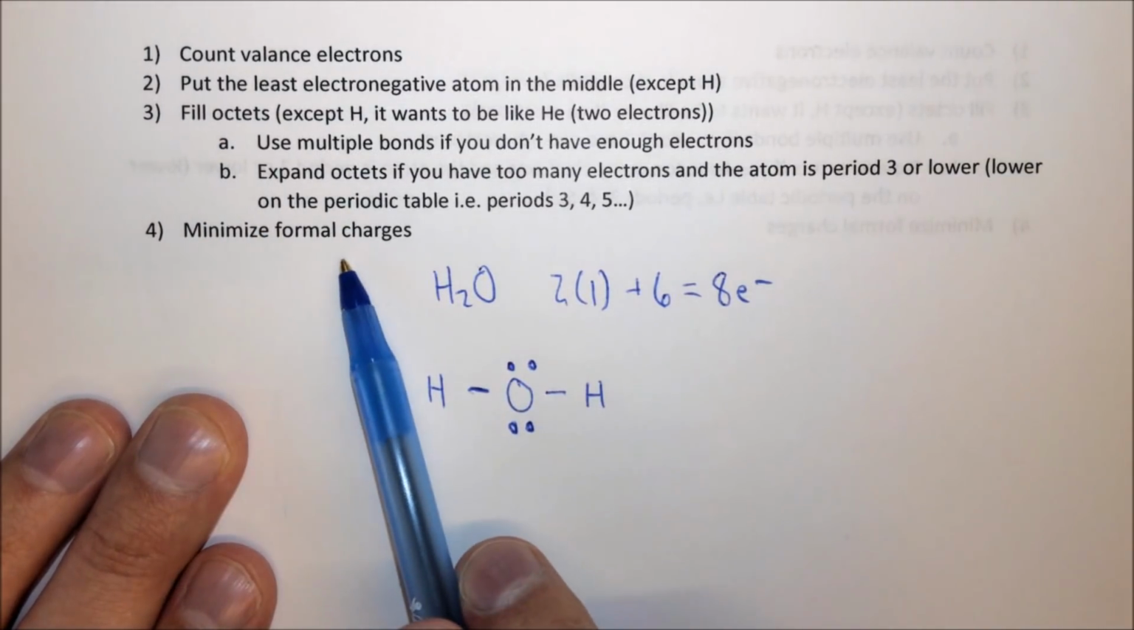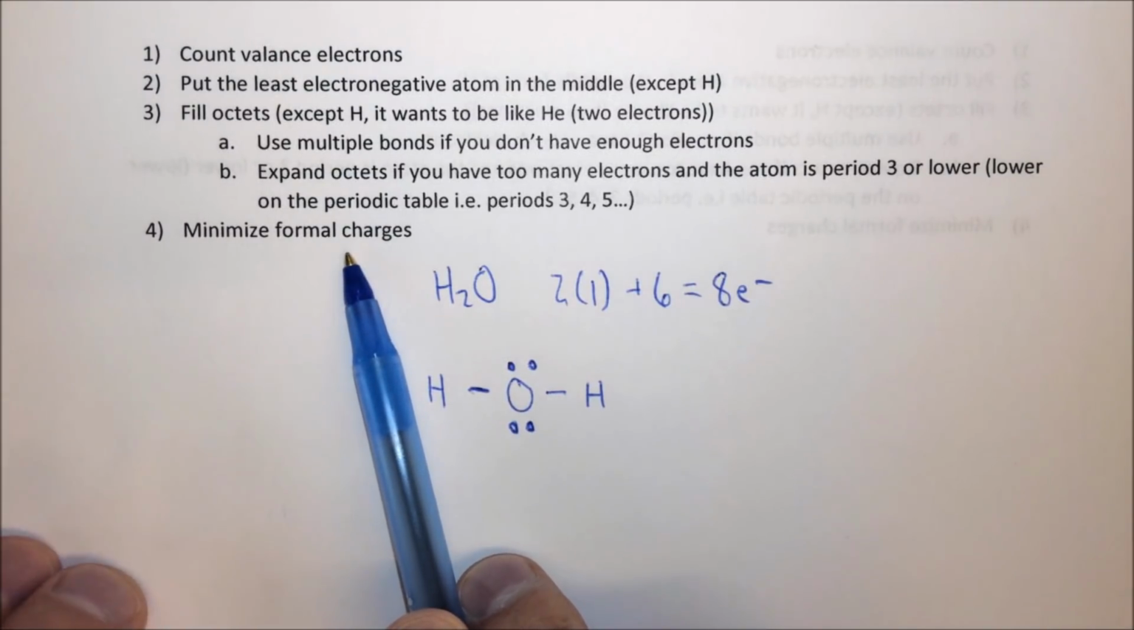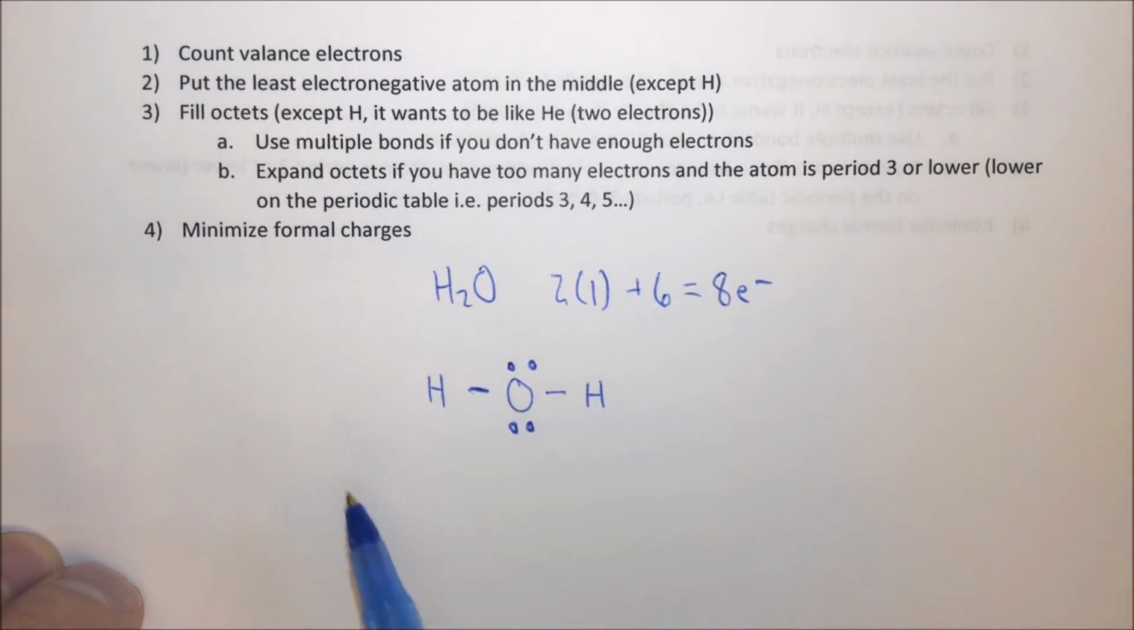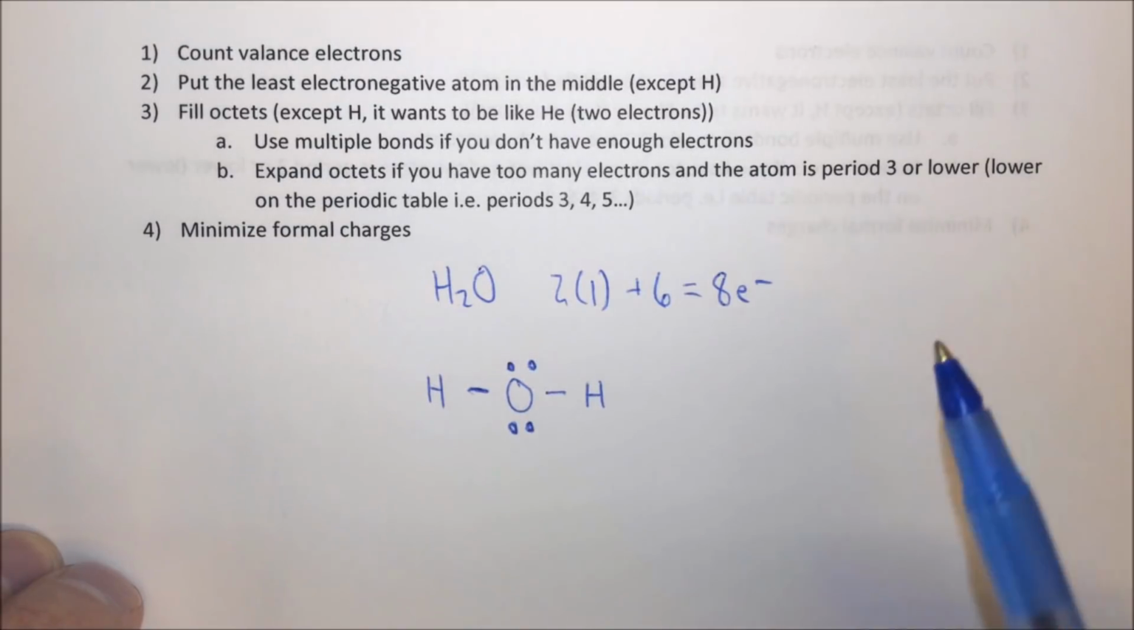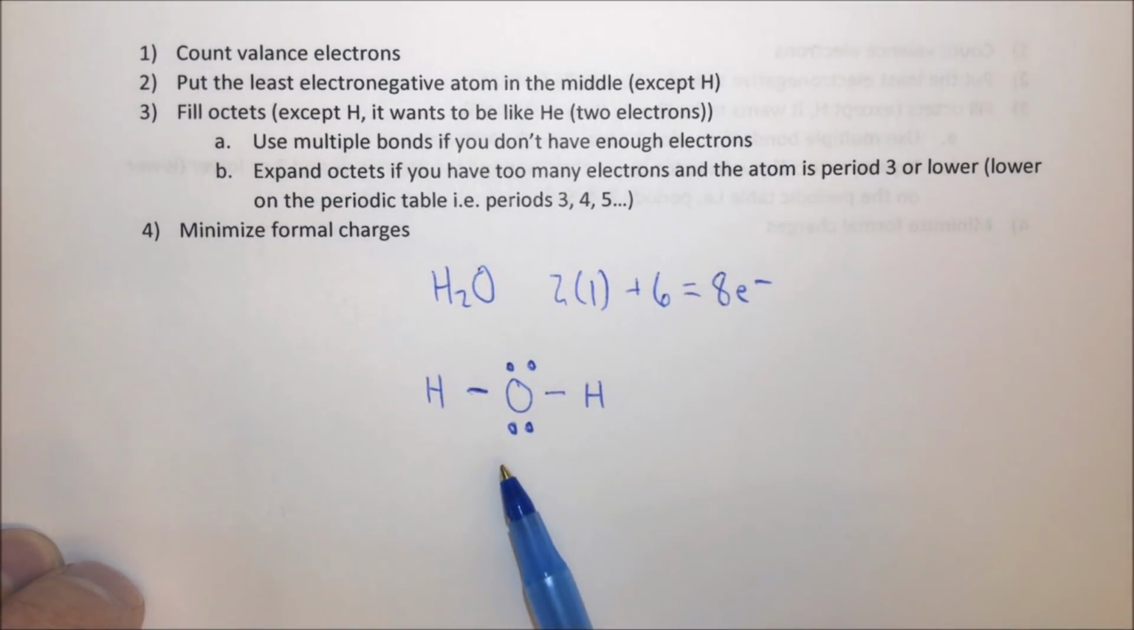Step 4, again, minimize formal charges, is a check on the system. So basically, I can see if my decision to put those extra electrons around oxygen was a good one. Well, if the formal charge is 0 on everything, that's a good decision. I should note the formal charges are not always 0, and we'll get to some examples in a later video where formal charges are not 0. But here, let's take a look.